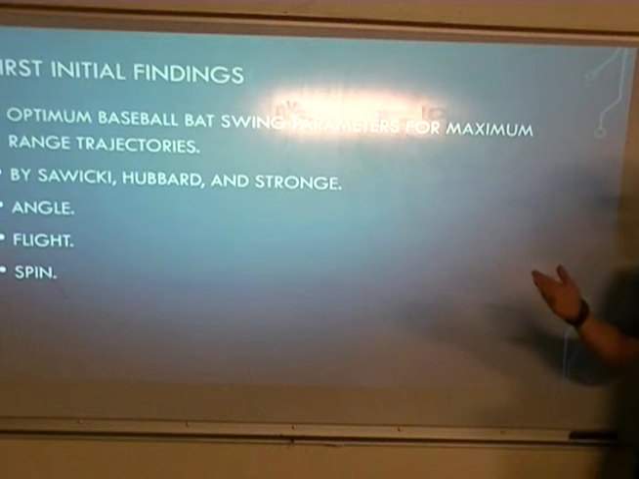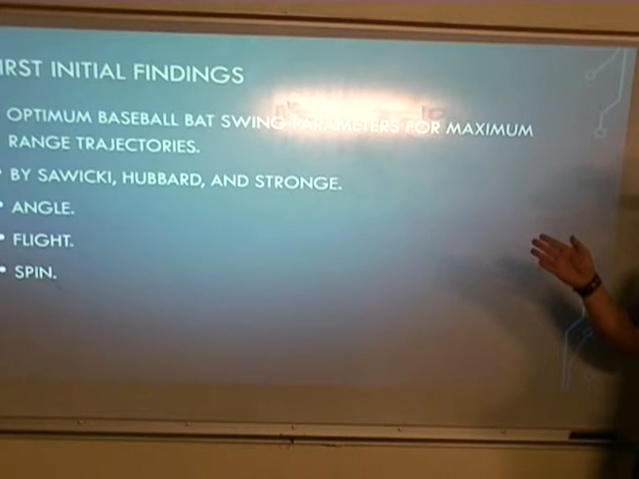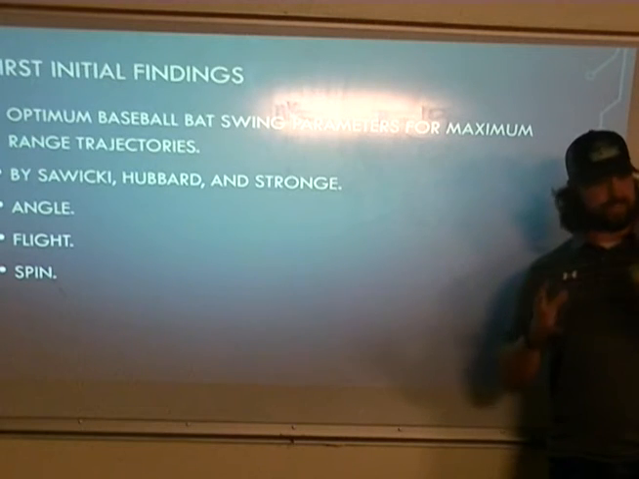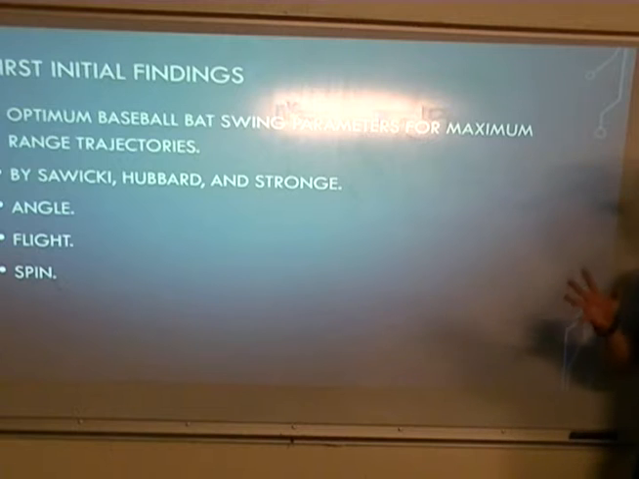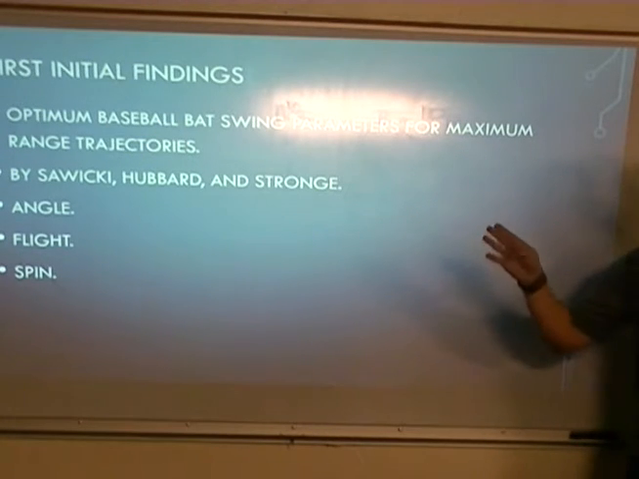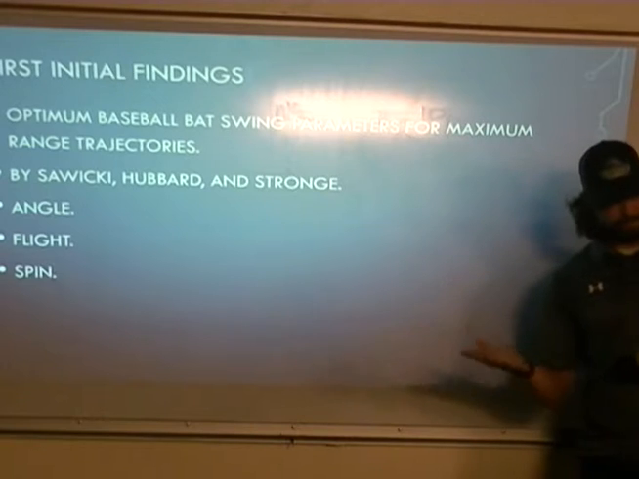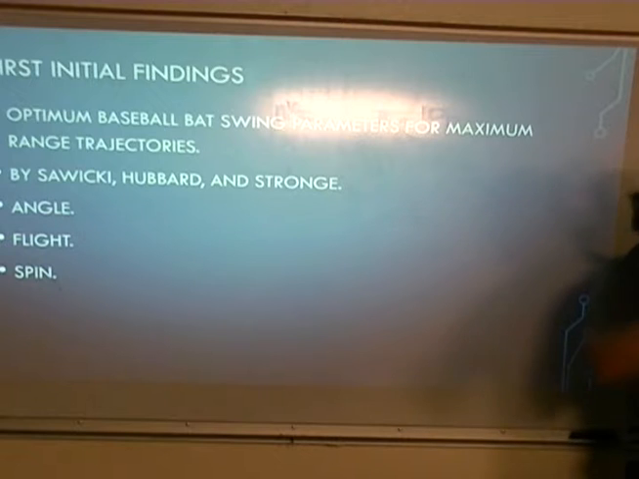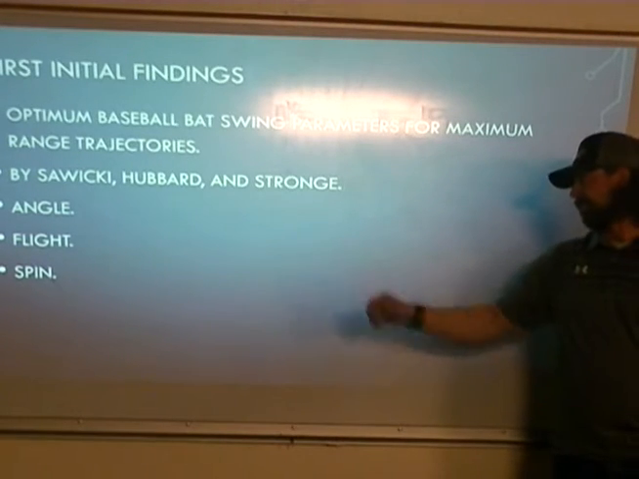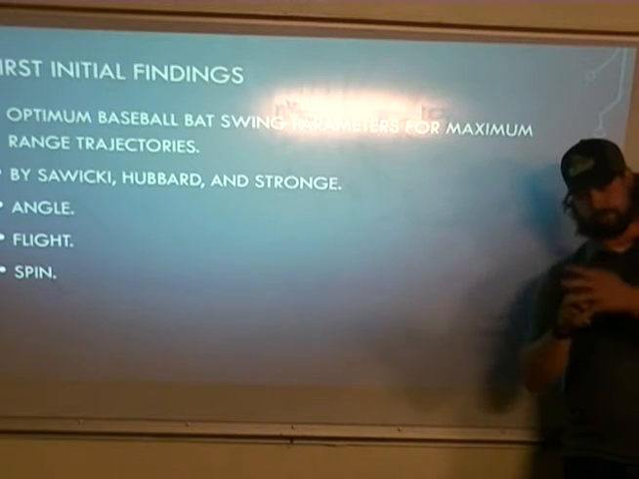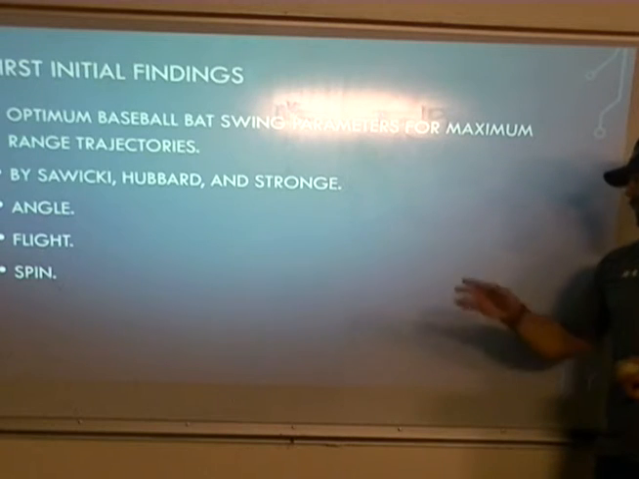The first initial finding was the optimal baseball swing parameters for maximum range of trajectories. That was kind of a tough thing to read, but if you come down to it, it had 3 big key things you can talk about: angle, flight, and spin. Angle, like we're talking about right now, is the angle of the bat off the ball. So it's mainly about how you can hit it at what angle to get the right flight and the right spin. Flight depends on how much force the air might be putting on it. And that's where spin can come in.